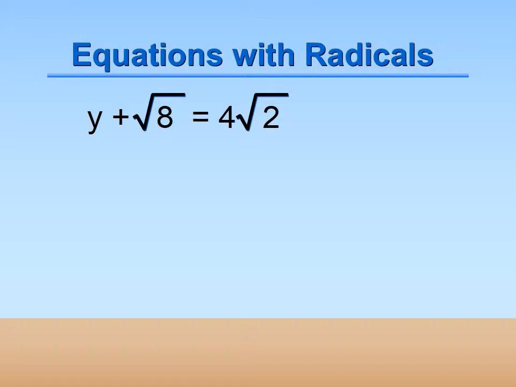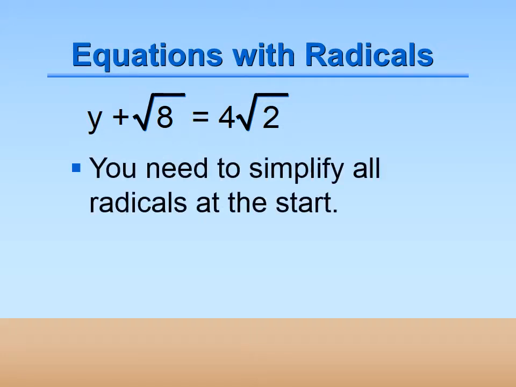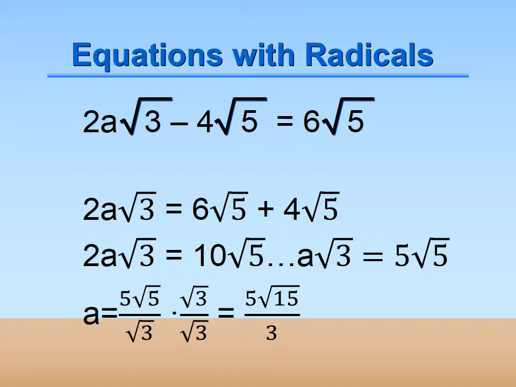Well, if I were to subtract the square root of 8, those radicals don't match, so I can't really combine like terms. But the square root of 8 isn't really simplified yet. We have to simplify all radicals at the start before we start solving. So let's look at this problem.